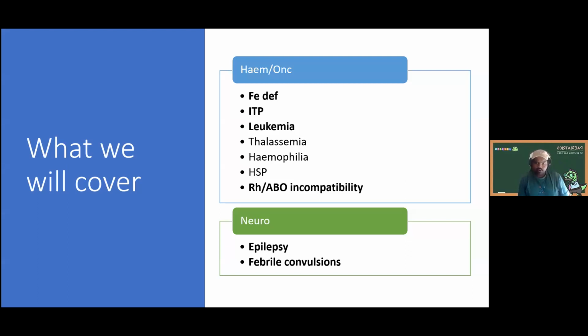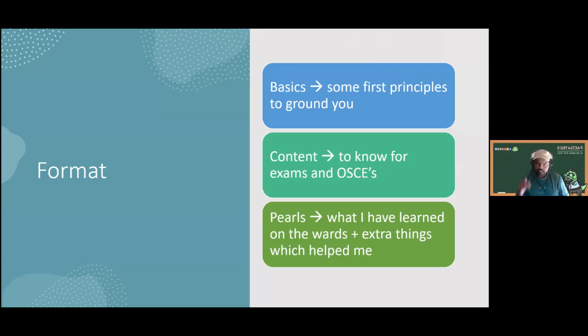In terms of what we'll cover, I've bolded the R1 conditions from the matrix, and I'm really going to aim to deliver everything in this format. Starting off with some basics, some first principles that will ground you in the topic itself, then the content, important things to know for exams and OSCEs, and then ending up with some pearls, things that I've learned on the wards, or some extra things that really helped me understand the topic well.